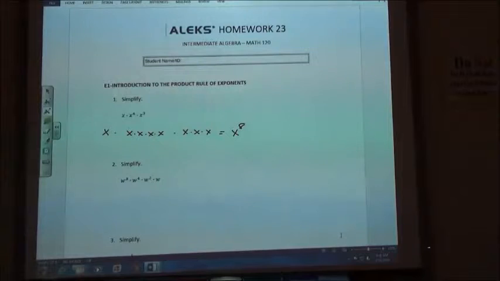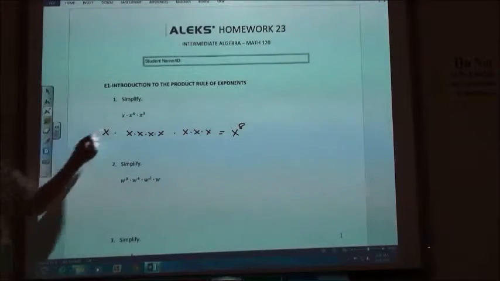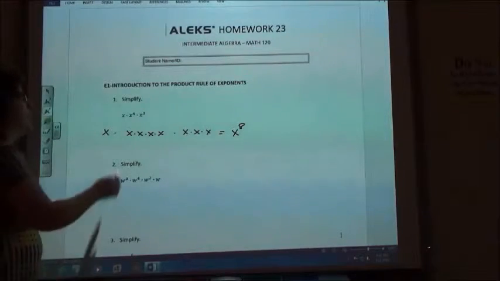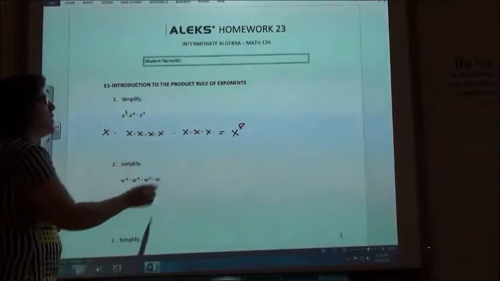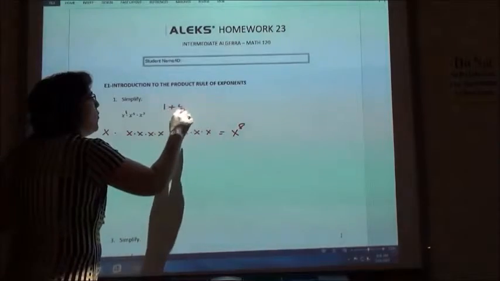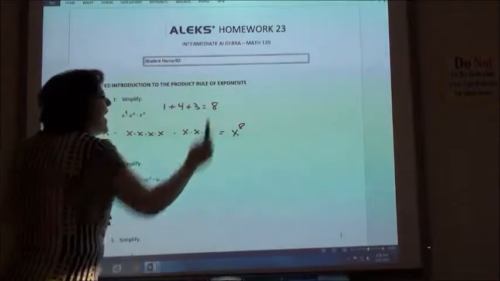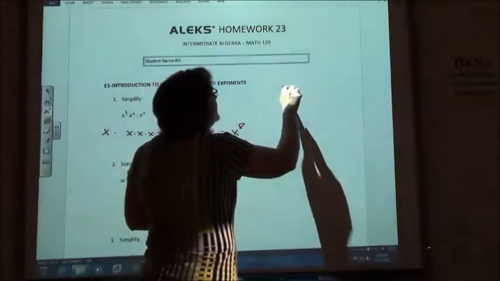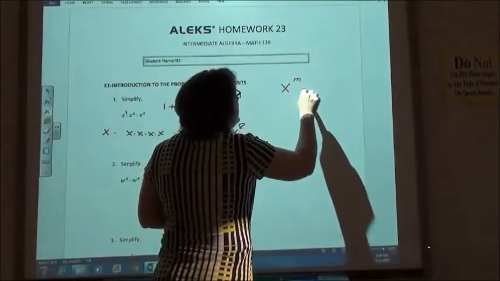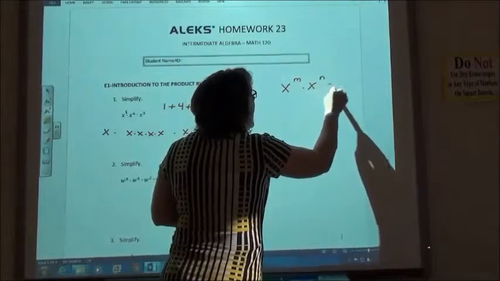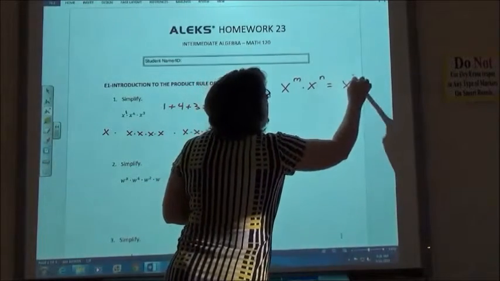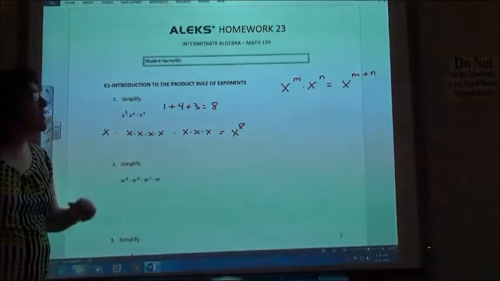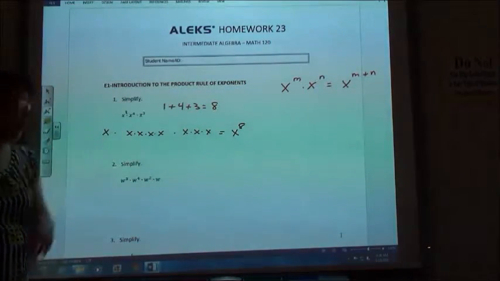power. This leads us to the rule: when you're multiplying with the same base, what you're going to do is add the exponents. This is x to the first, so if I take 1 plus 4 plus 3, I get 8. So in algebra, on their rules, they're going to show you something like this. If I have x to the m times x to the n, I can combine it into x to the m plus n. When I'm multiplying with the same base, I add my exponents.